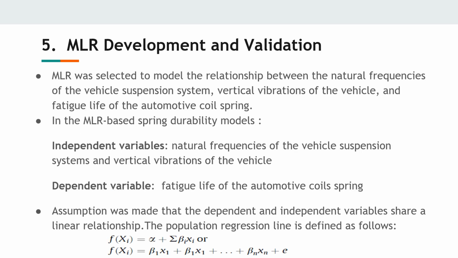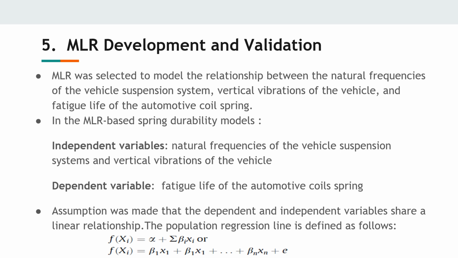Multiple linear regression was selected to model the relationship between the natural frequencies of the vehicle suspension system, the vertical vibrations of the vehicle, and the fatigue life of the automotive coil spring. As we know, multiple linear regression models a relationship between multiple independent variables and a single dependent variable. Here, the independent variables are the natural frequencies of the car suspension system and the vertical vibrations of the vehicle, and the dependent variable is the fatigue life of the spring.